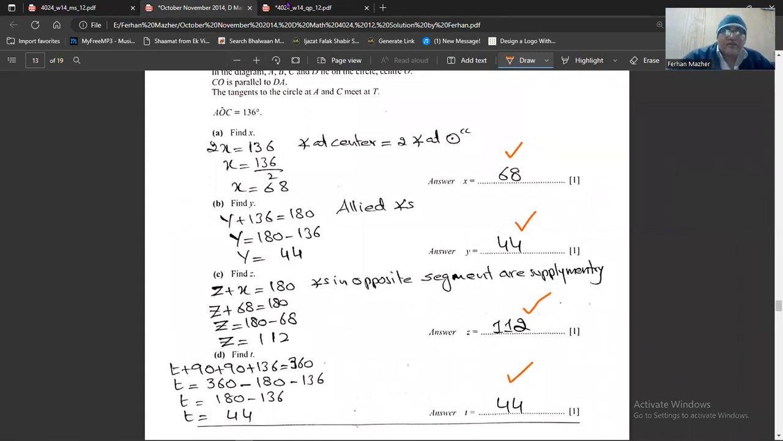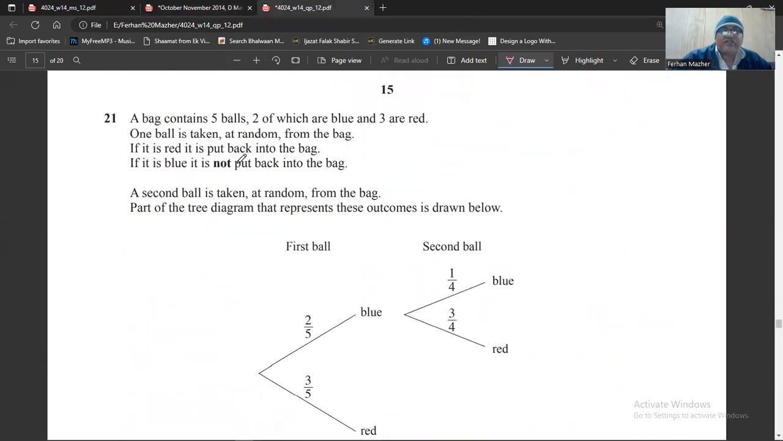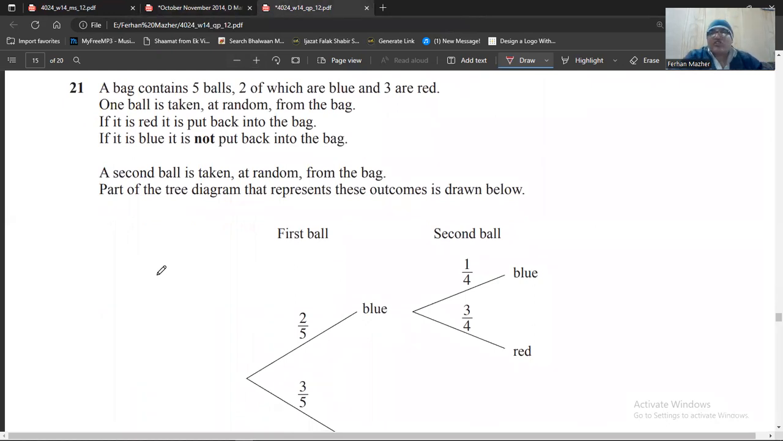Okay, so the next question coming up on your screen is question number 21. A bag contains 5 balls, 2 of which are blue and 3 are red. One ball is taken at random from the bag. If it is red, it is put back into the bag. If it is blue, it is not put back into the bag.